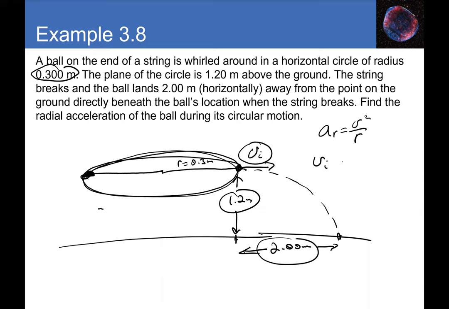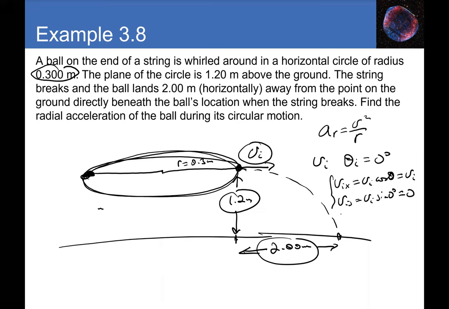Here the launch angle is 0 degrees, which means vix equals vi cosine theta, which is zero degrees, so equals vi, and viy equals vi sine of 0 degrees equals zero. No initial velocity in the y direction. So here's what I can do. Because I'm given the y and x displacement, I can find a way to get the initial speed. Once I have that, I can use this equation to find the radial acceleration. How do we do that? Well, I know that v initial equals the x component of the velocity because there is no initial y component. So vix is equal to delta x over t.